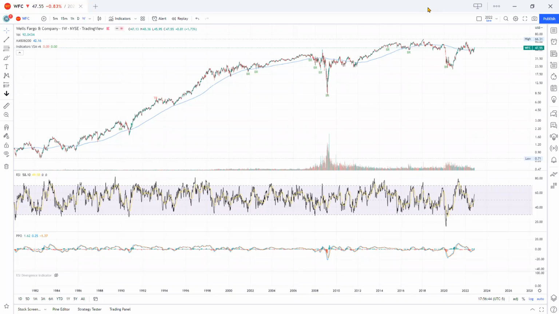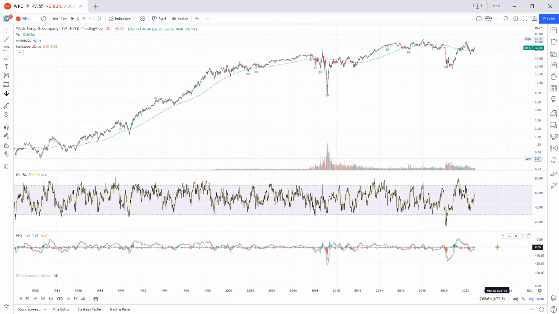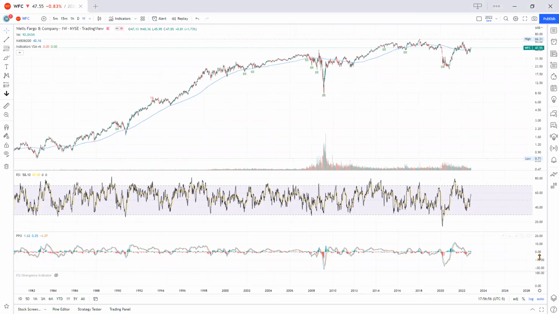Okay, I'm going to try a Wells Fargo technical analysis. I've already done it for this stock, but I figure for the benefit of all of you and learning how to do technical analysis, let's give it a go. So this is TradingView, my setup.